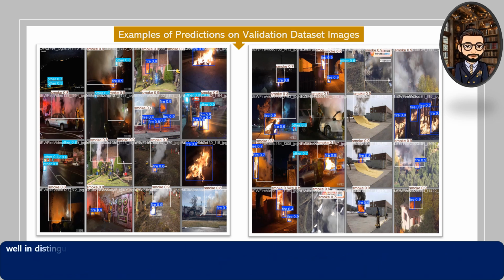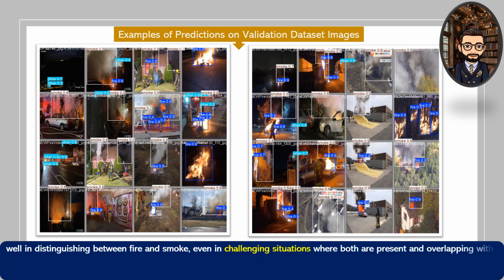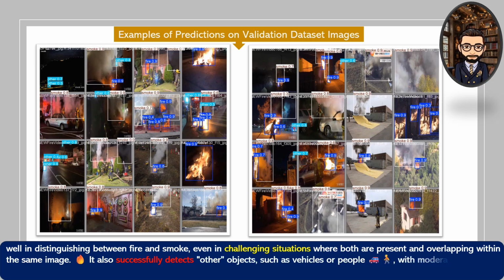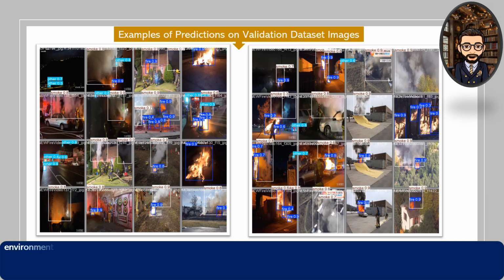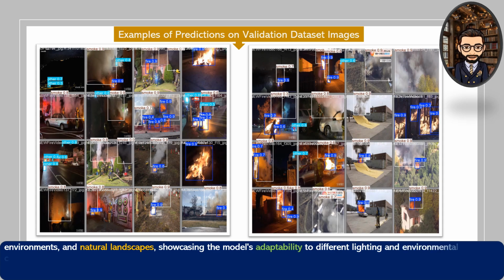The model performs well in distinguishing between fire and smoke, even in challenging situations where both are present and overlapping within the same image. It also successfully detects other objects, such as vehicles or people, with moderate to high confidence. The examples span diverse contexts, including emergency scenes with firefighters, nighttime urban environments, and natural landscapes, showcasing the model's adaptability to different lighting and environmental conditions.